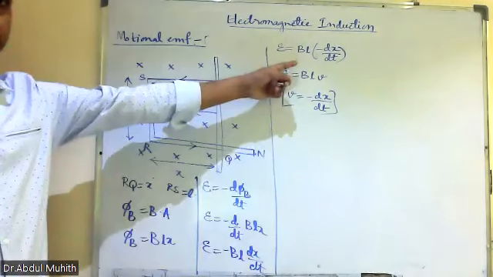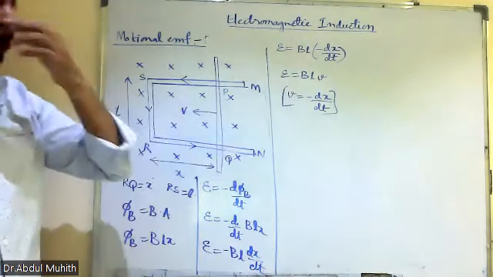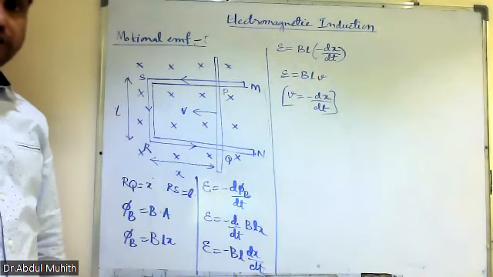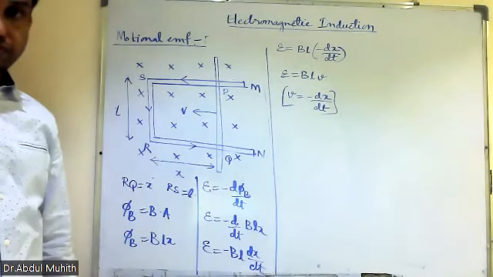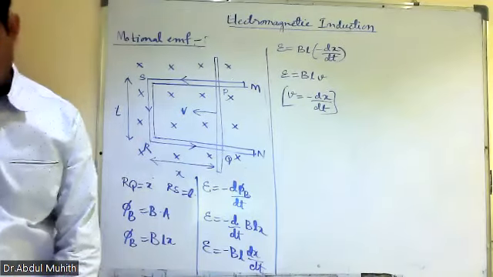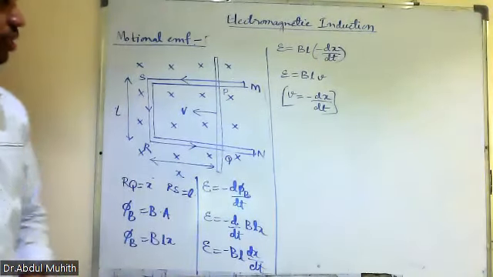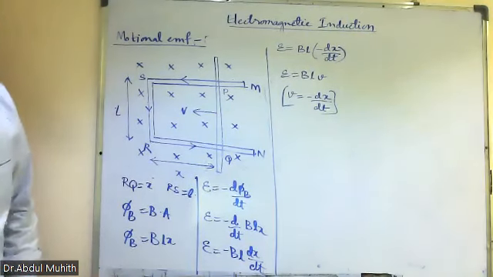So it is minus dx by dt. So E is equal to BLV, and V is equal to minus dx by dt. Is that clear? Yes, sir. So that is the formula. This is said to be the motional EMF. BLV is said to be the motional EMF. Please copy this. We'll go ahead then. Next derivation.